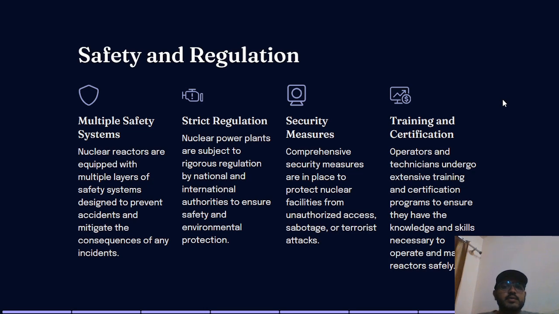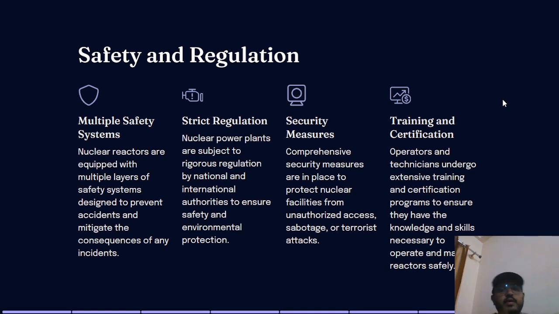Safety and regulations. In nuclear power, safety is highly important. To maintain safety there are regulations like multiple safety systems, strict regulations, security measures, and training and certification. Multiple safety systems: nuclear reactors are equipped with multiple layers of safety systems designed to prevent accidents and mitigate the consequences of any incidents.